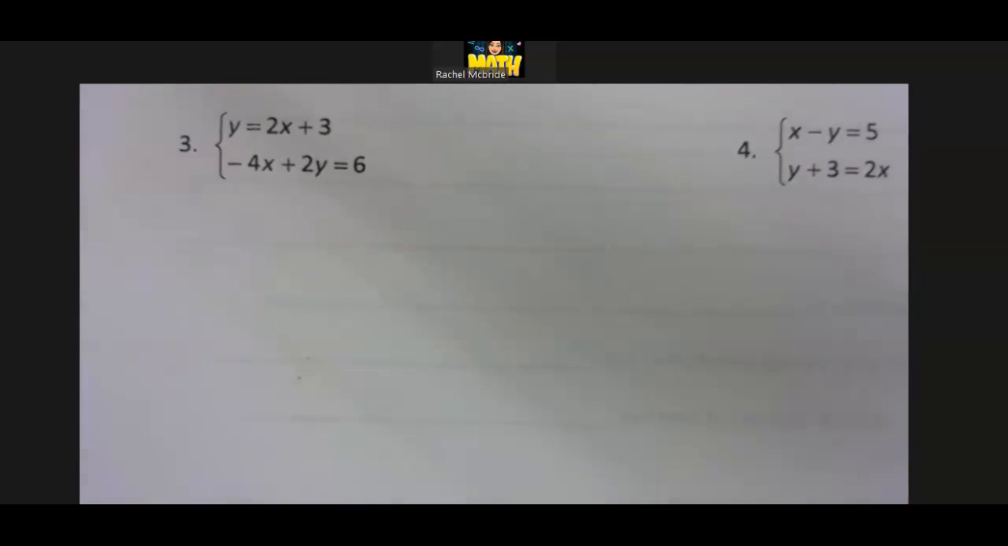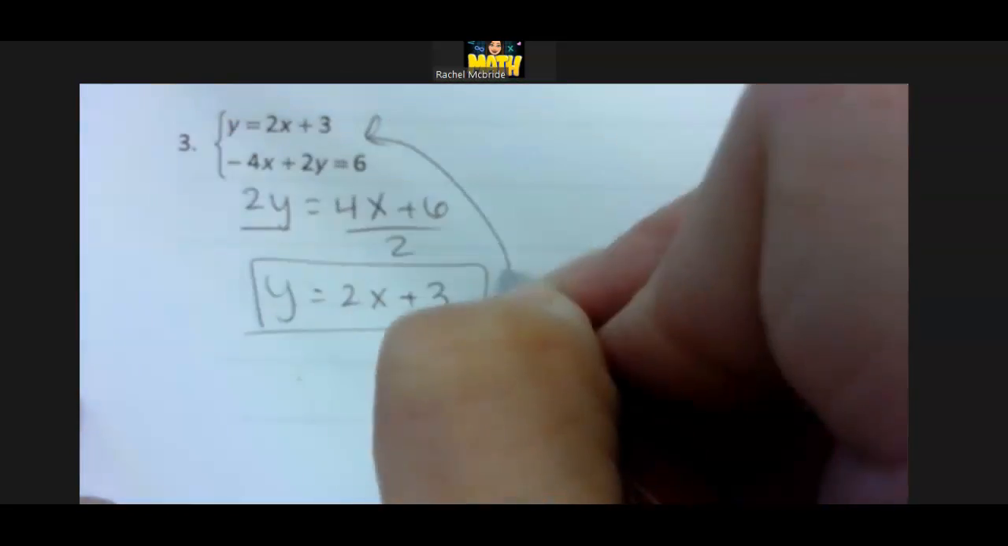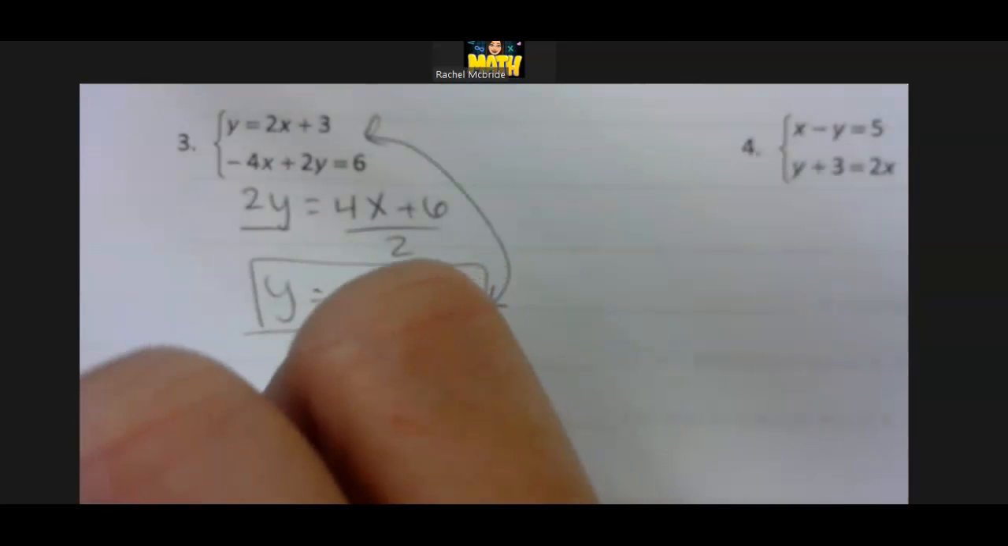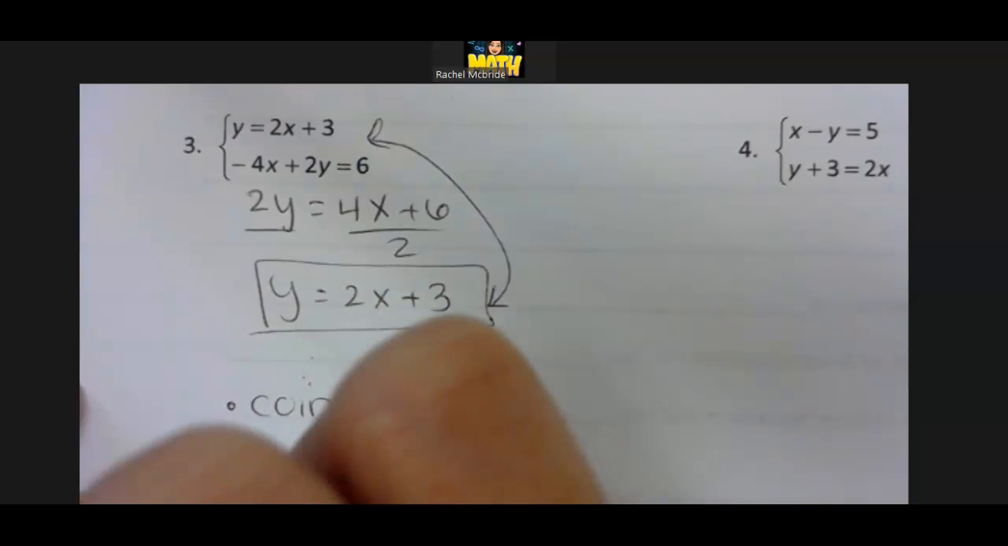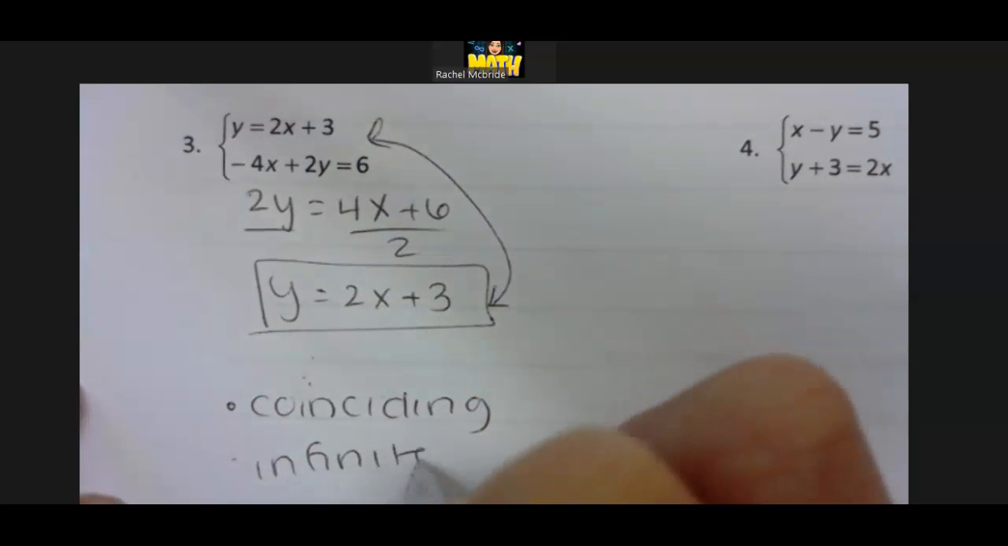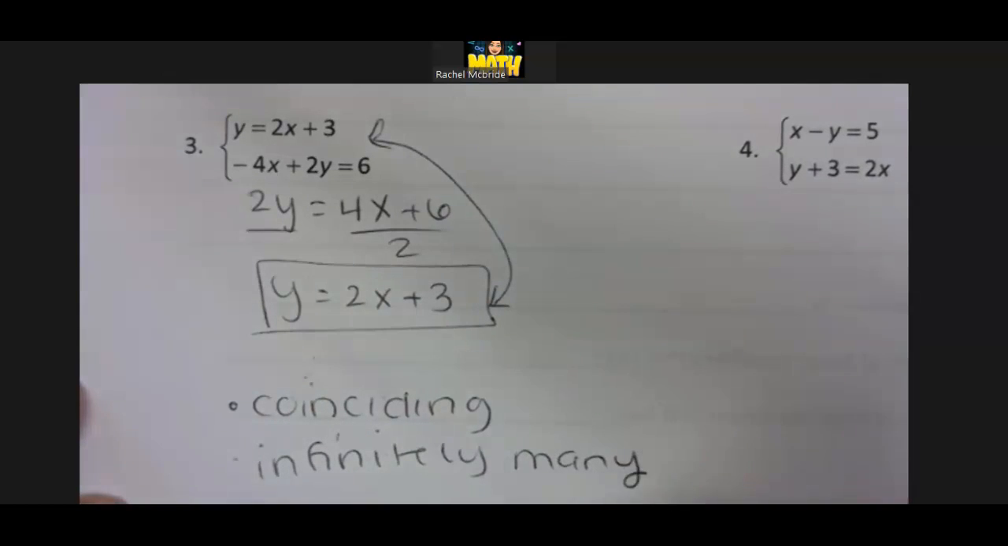Okay, and number 3, the first one's in y equals mx plus b. So we'll add 4x to the second equation, divide everything by 2. And again, we see that these are the same. So I have coinciding, infinitely many, and dependent.